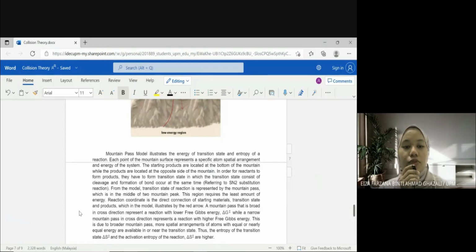This is due to a broader mountain pass, where more spatial arrangements of atoms with equal or nearly equal energy are available in or near the transition state. So, the entropy of the transition state, delta S double dagger, and the activation energy of the reaction are also higher.